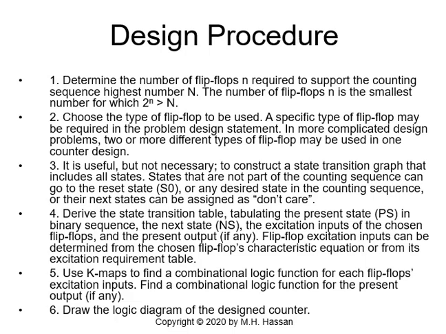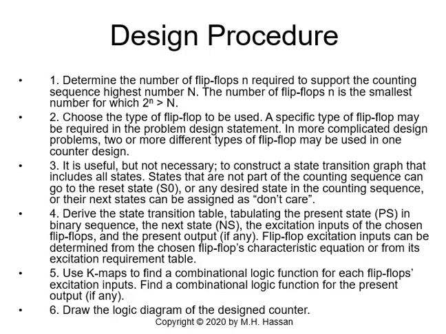Derive the state transition table, tabulating the present state in a binary sequence and the next state, then the excitation input of the chosen flip-flop. So if we are choosing the D flip-flop, what we need is only the next states. Because of the next state, A plus, B plus, C plus, DA will be A plus, DB will be B plus, and DC will be C plus.